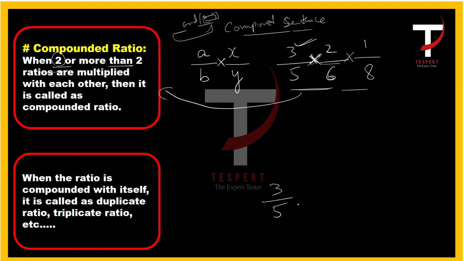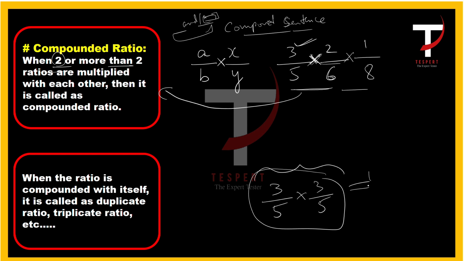So if we are multiplying 3 by 5 with 3 by 5, the same ratio, then this is also known as a compounded ratio, but it has one more name, which is a duplicate ratio. When the ratio is compounded with itself, then it is known as a duplicate ratio.